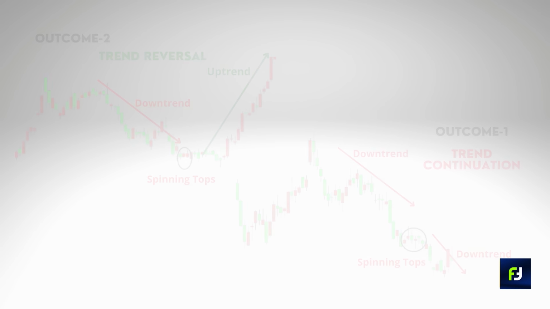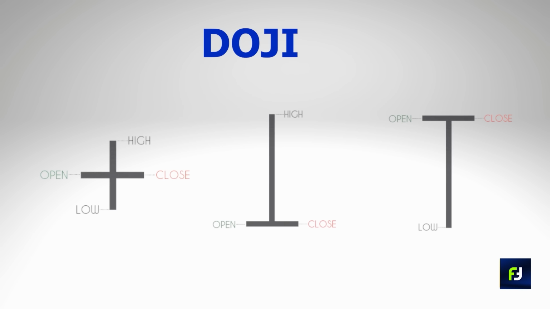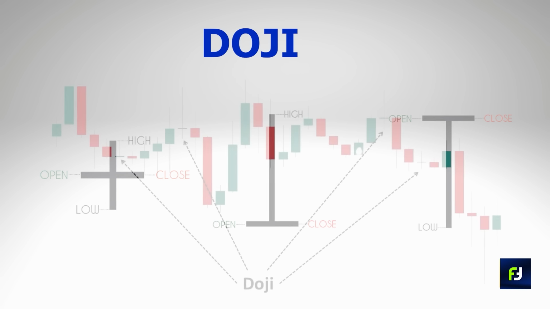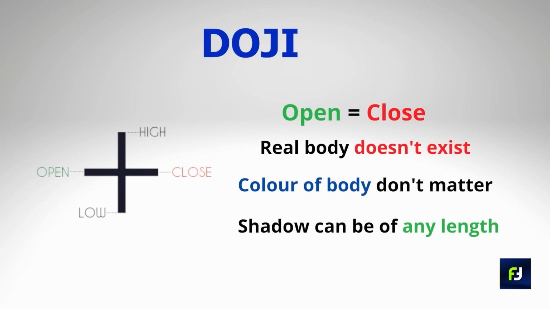Now lastly, let's talk about the dojis. Dojis are similar to spinning tops except that they do not have a real body. This means the open and closing prices are equal. So the doji is an important candlestick pattern as it provides very crucial information regarding the market sentiment. By a textbook definition, a doji suggests that the open price should be equal to the close price, which indicates that the real body does not exist.